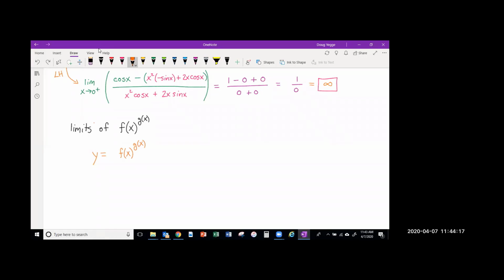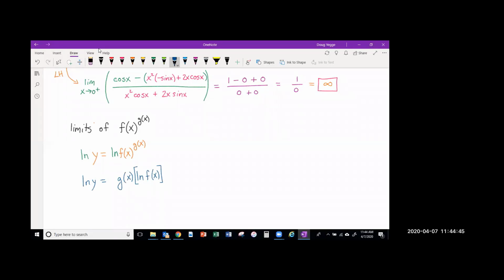And then from there, you can just take the natural log of both sides. And now notice that you have the natural log of y is equal to g of x times the natural log of f of x, by our property of logarithms that allows us to bring that power out of the power.